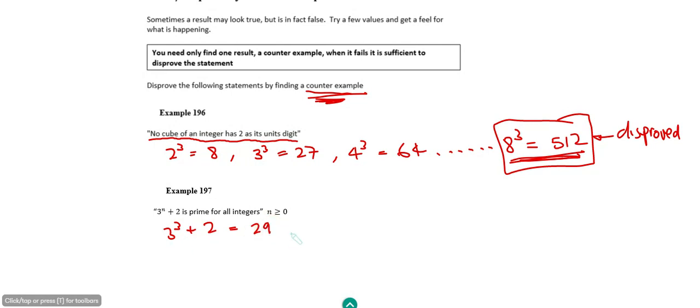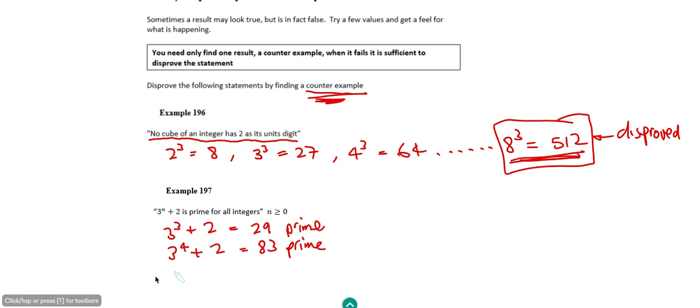Well, that is actually prime. That still fits the statement. So we'll try another one. We'll do 3 to the power 4 plus 2, and that gives us 83, which again is prime. So these are basically a bit of trial and error. We'll just keep going until we find something that disproves it, hopefully using a bit of logic to try and pin down where the counterexample lies.